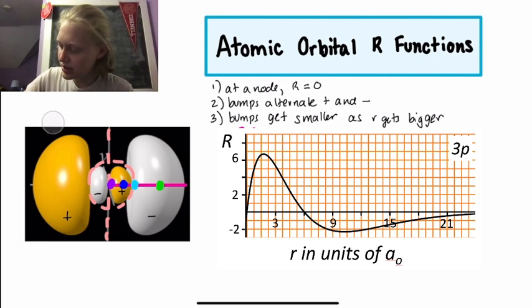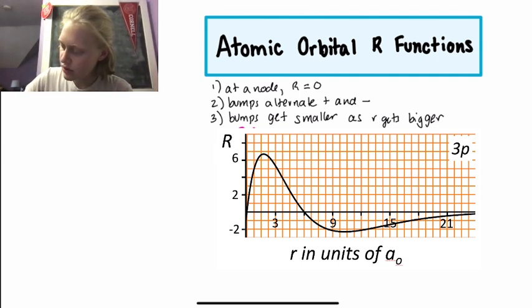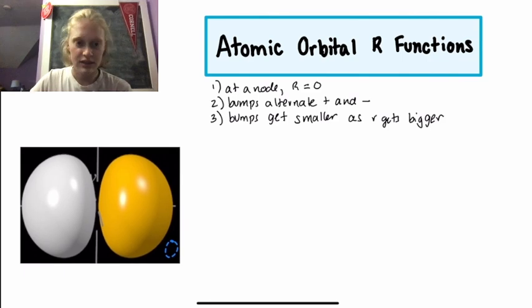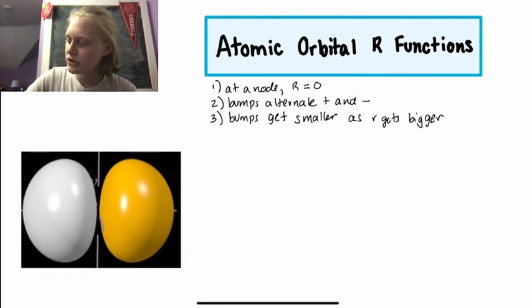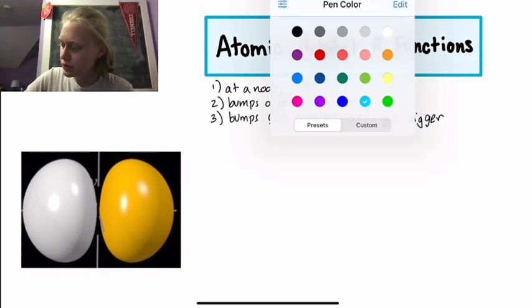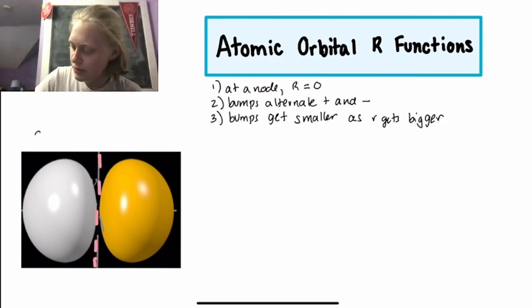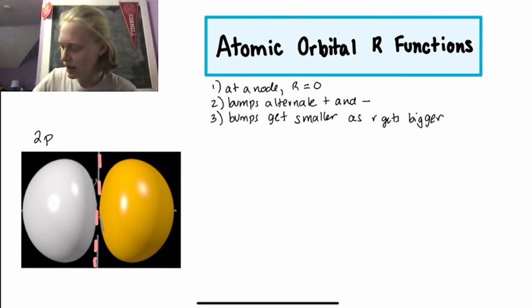Okay, so let's try another example with a different orbital. All right, so we are going to do this orbital next. This orbital just has one angular node going down the middle, and therefore it is a 2p orbital. Okay, again, this is negative and this is positive, and we are going to move along this line.